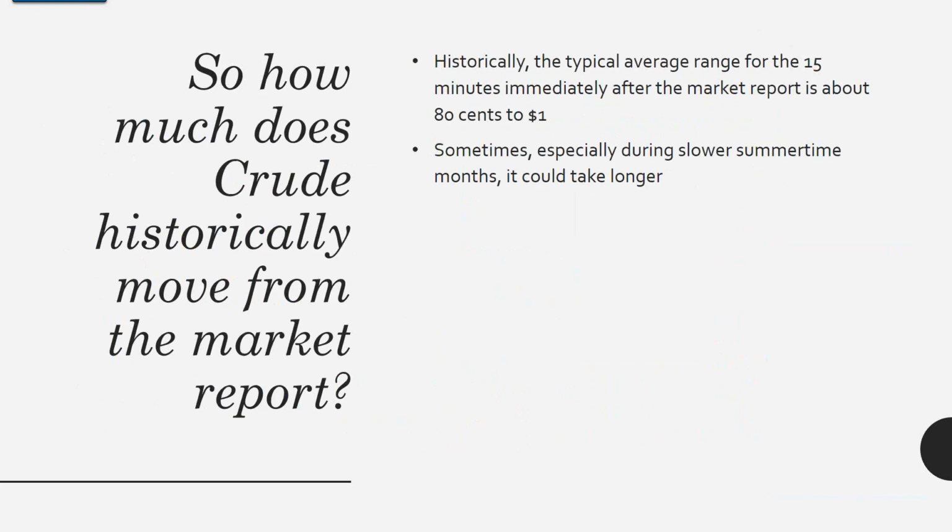Now, the secret to trading crude is how much it actually moves off of this market report. For that information, we look at the historical data. Historically, the typical average range, meaning from the high to the low, on the 15-minute bar immediately after the market report is about 80 cents to $1. Sometimes, especially during the summer months, you may not see that type of movement, but on an average basis, historically, this is what it has been.